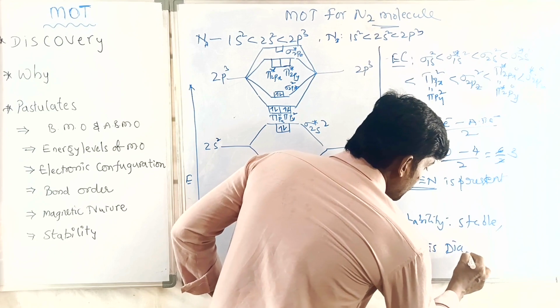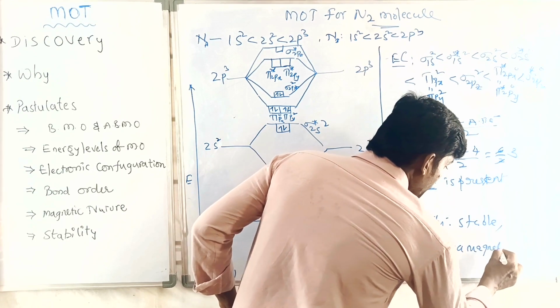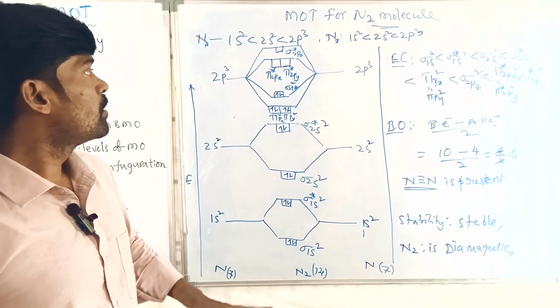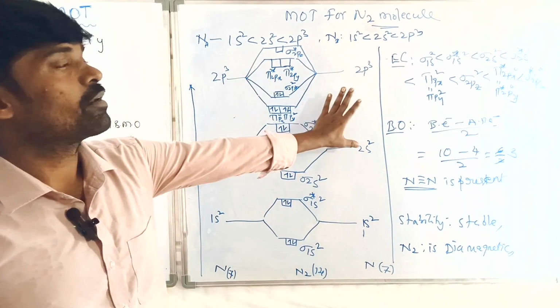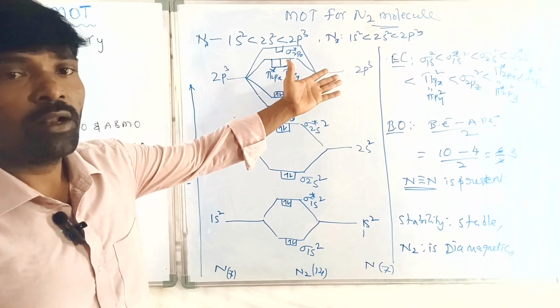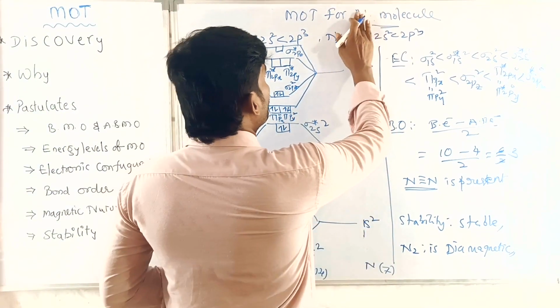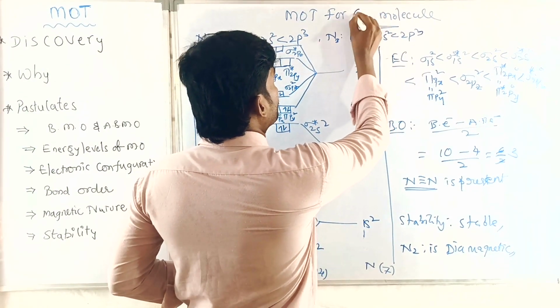N2 is diamagnetic. Fine. So this is the molecular orbital theory for N2 molecule. Let's go for CO molecule. Let's check the CO molecule molecular orbital theory.